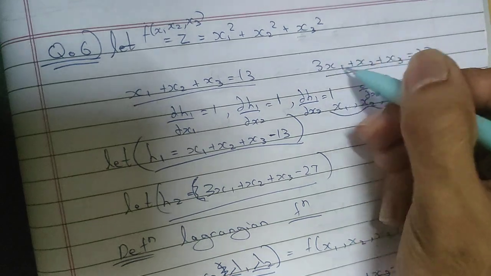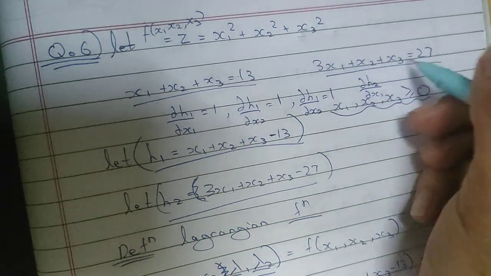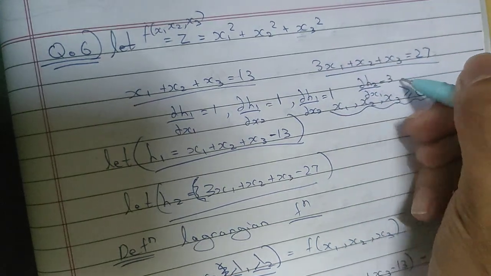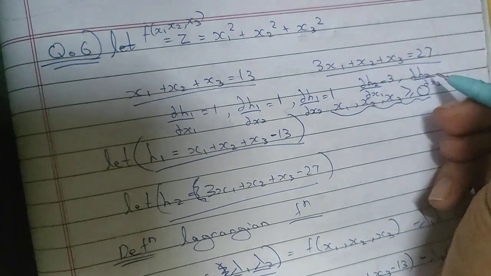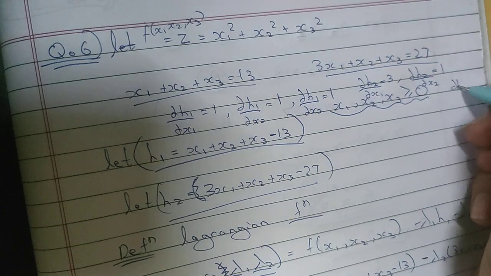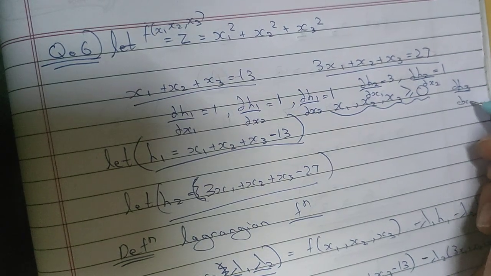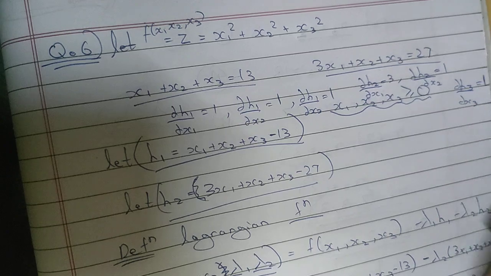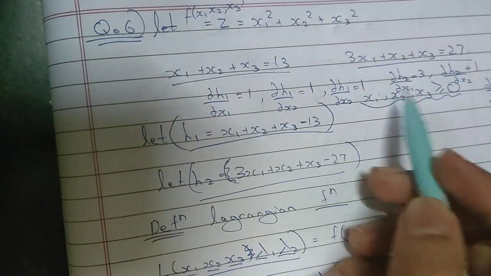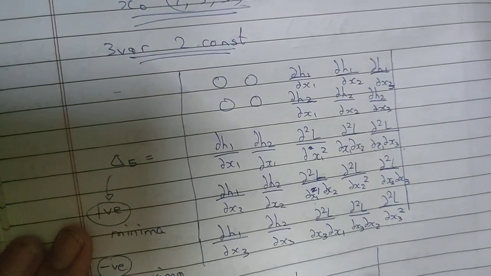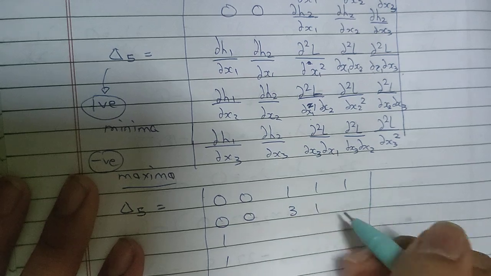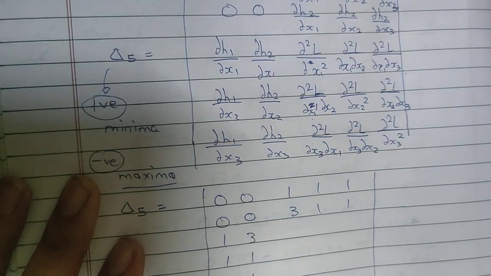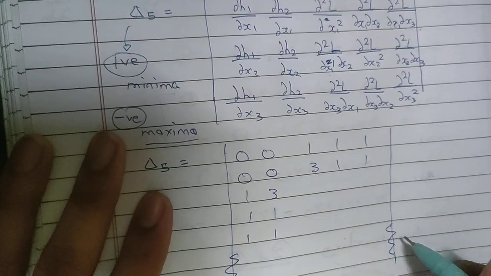Del h2 by del x1, only the x1 term will remain, all others will go. So 3. Then del h2 by del x2, only the x2 coefficient remains. And last one, del h3 by del x3, only the x3 coefficient remains. So we get 1, 1, 1 and 3, 1, 1. So 1, 1, 1, 1, 1, 1, 3, 1, 1, 3, 1, 1. I don't think we need this extra part over here.